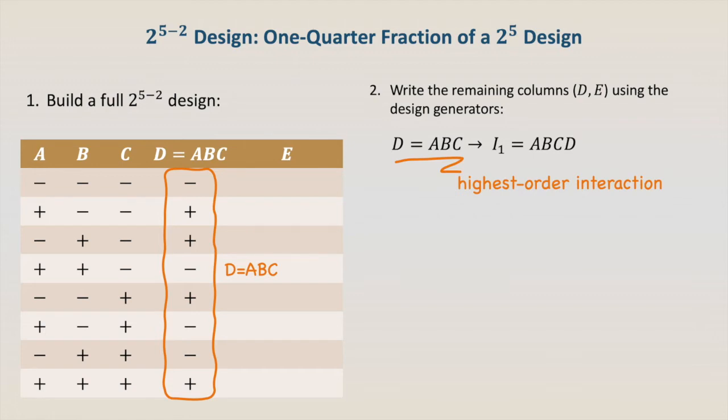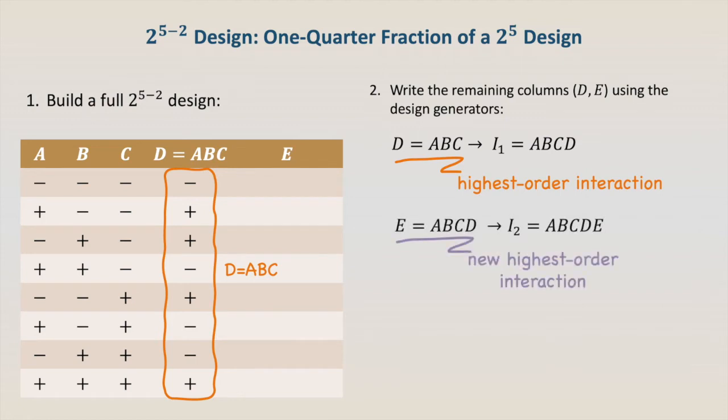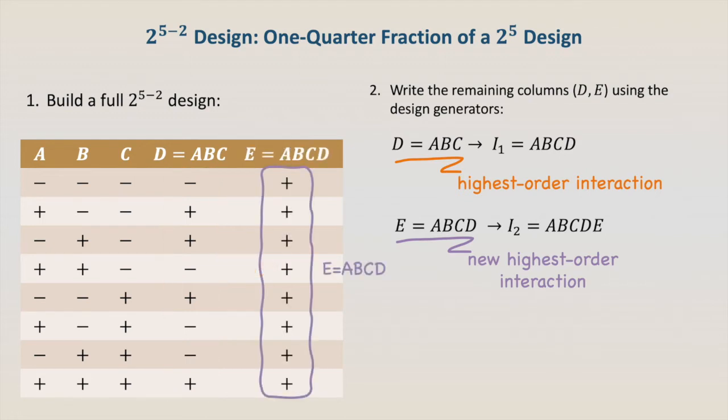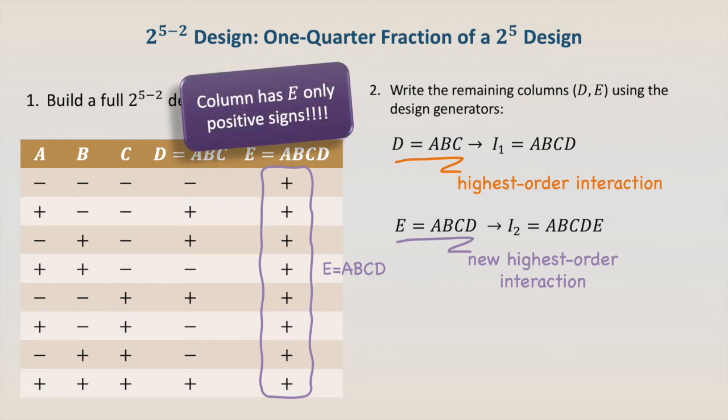And finally, we need to write column E. As we now have a new highest order interaction, let's use it for column E. The signs of column E will be the product of columns A, B, C, and D. Clearly, we have a problem. Column E has only positive signs.